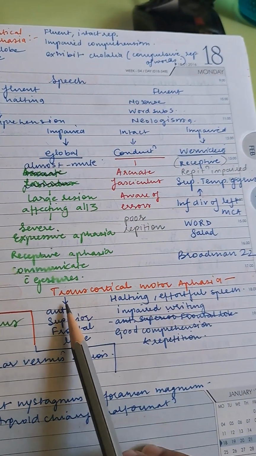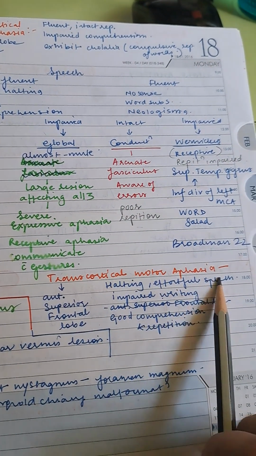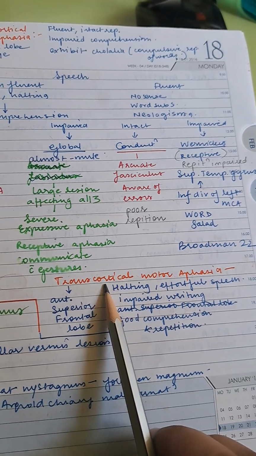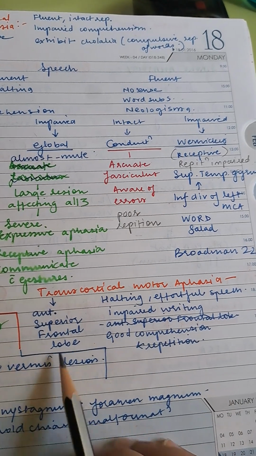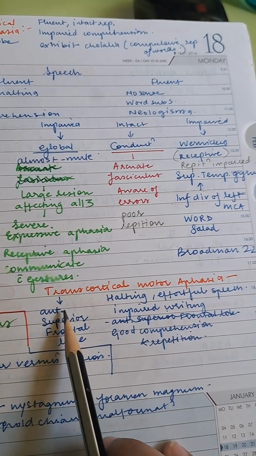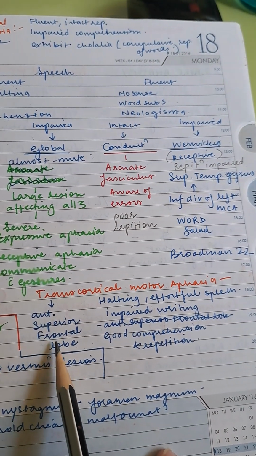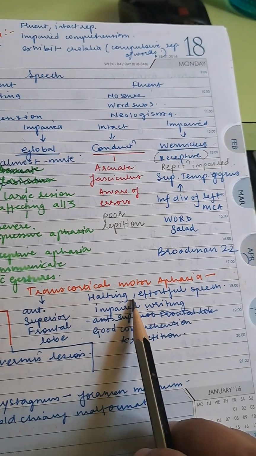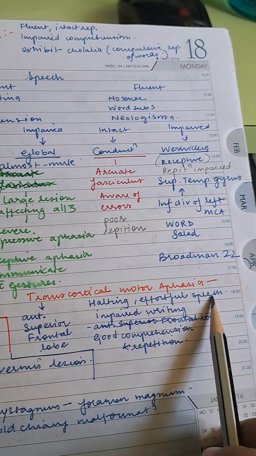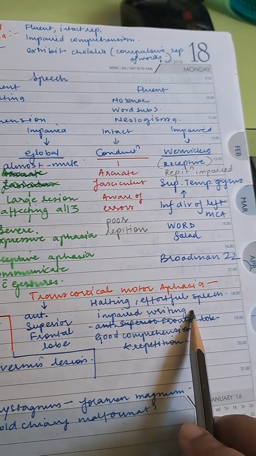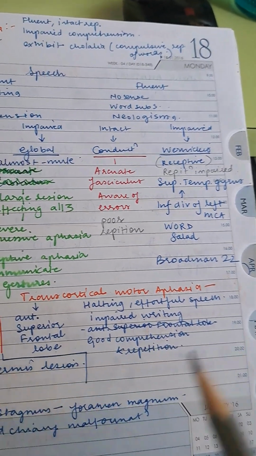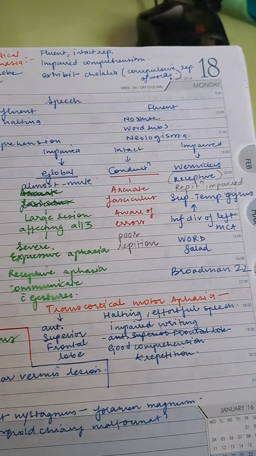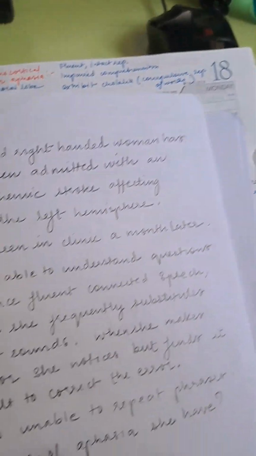Now, another entity is the transcortical motor aphasia. This is usually when the patient is recovering from a Broca's aphasic phase. This can happen, and the problem will be in the anterior superior frontal lobe. There might be halting, effortful speech, there will be impaired writing, but the comprehension and repetition are good in this case. So we'll solve a few questions.